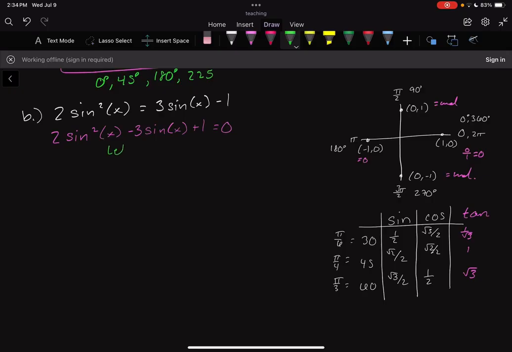So in 3.1, I said something like let y equal sine x. Then we can see that it would be 2y squared minus 3y plus 1. And maybe that would be a little bit easier to factor, just not seeing it with the sine.